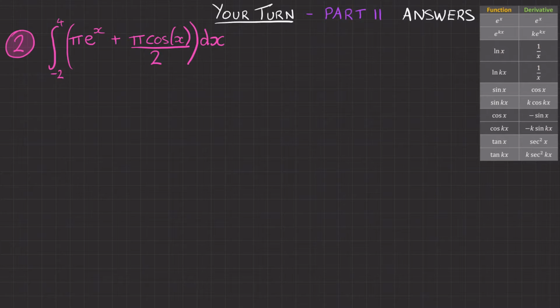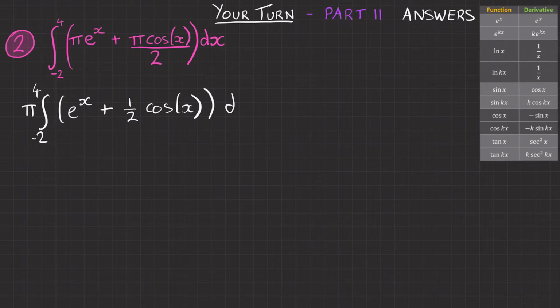Question 2 looks a bit trickier, probably because it is. Firstly, we want to take out a common numerical factor, which in this case is pi. So we'll have pi on the outside of the integral bounded between the points minus 2 and 4. And we're left with e to the x plus half cos x with respect to x. Integrate each term.